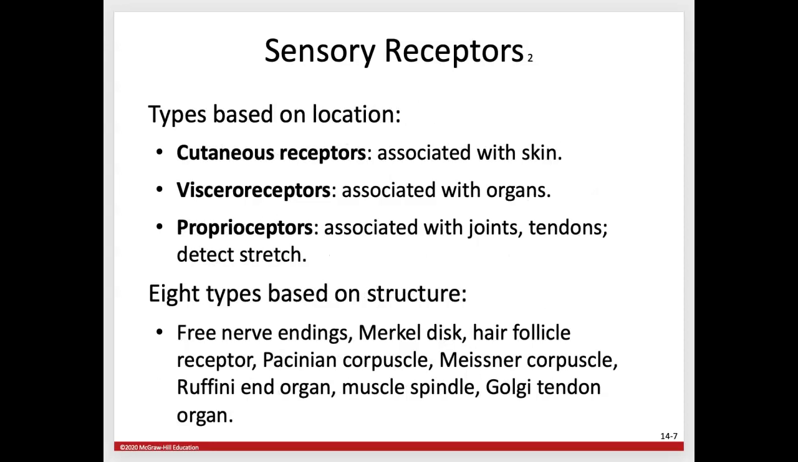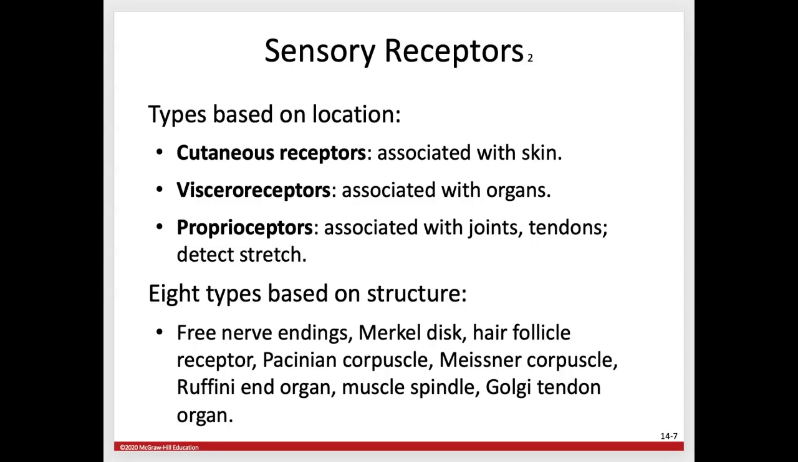So we have different sensory receptors based on location. We have cutaneous receptors, which are associated with the skin. Visceroreceptors are associated with our organs. And remember, I mentioned earlier in the semester that viscera are the organs of the trunk. So when you think of the stomach or the lungs and so on, we would have visceroreceptors associated with those organs. And then proprioceptors are associated with joints and tendons, and they're good for detecting stretch.